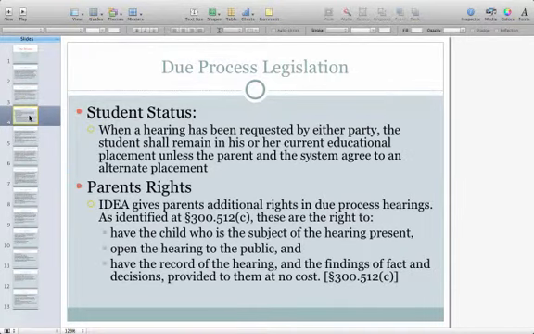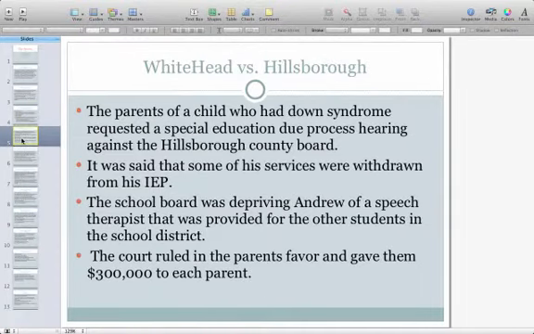Due process legislation: the student status is when a hearing has been requested by either party, the student shall remain in his or her current educational placement unless the parent and the system agree to an alternate placement. In the parents' rights, the IDEA gives parents additional rights in due process hearings, and these are the rights to have their child present who is the subject of the hearing, open the hearing to the public, and to have the record of the hearing and the findings of fact and decisions provided to them at no cost.